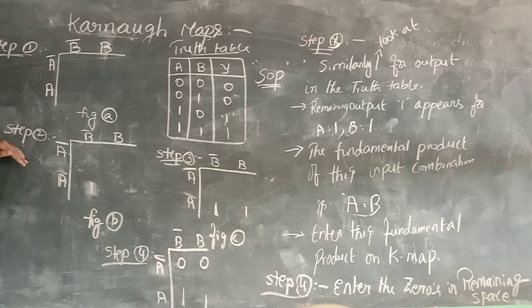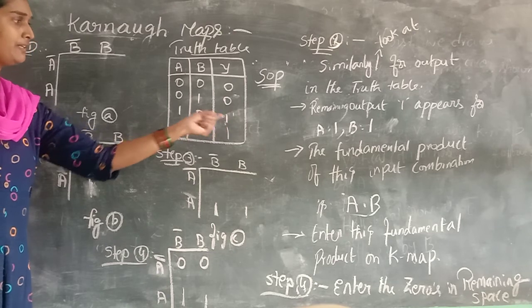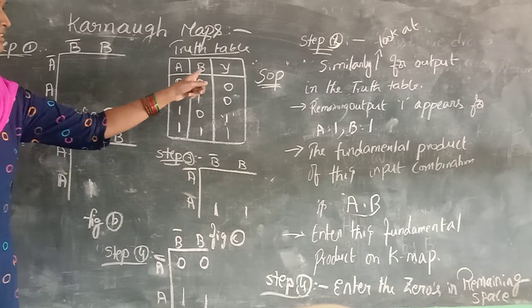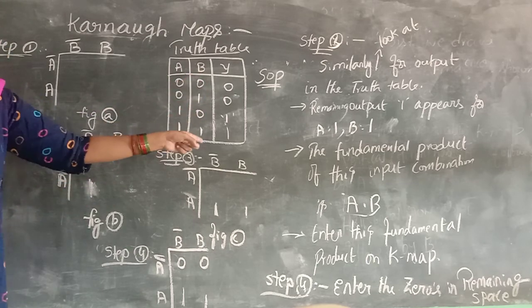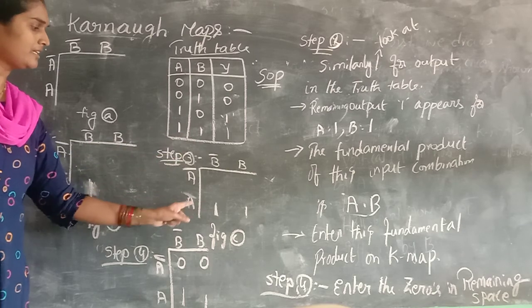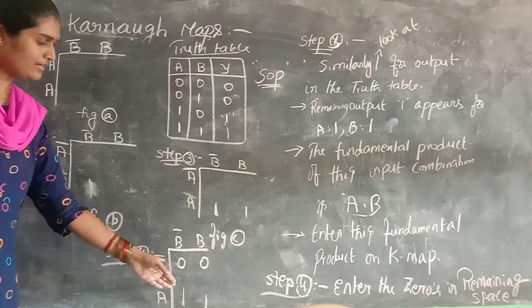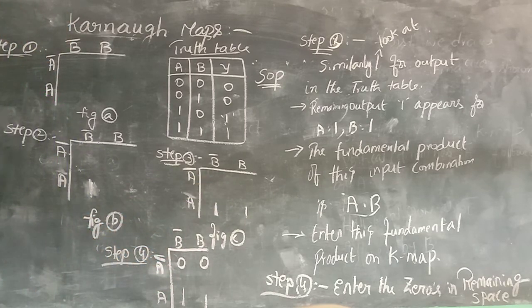Next, step 2, you fill the fundamental products. Look at where the output appears as 1 and fill the fundamental products of these. Here A is 1, B is 0, so that's why A dot B bar. And next both are 1, so that's why A dot B. Step 4 is that the remaining spaces are 0. Like this we draw the K-map.